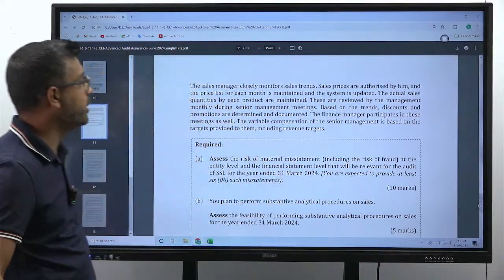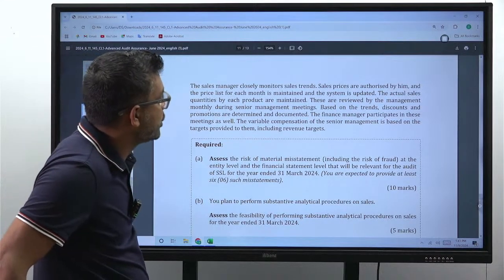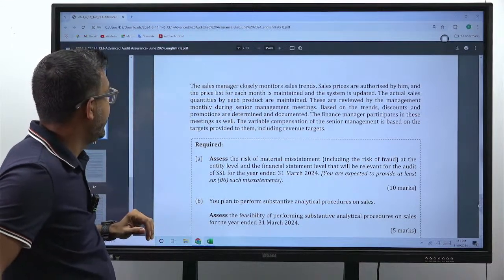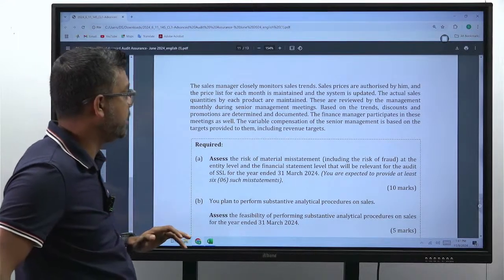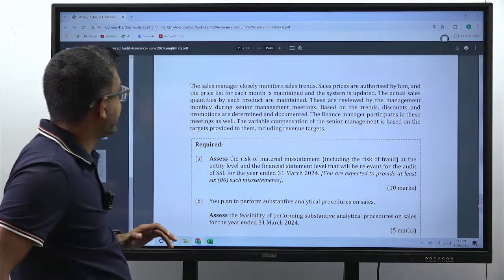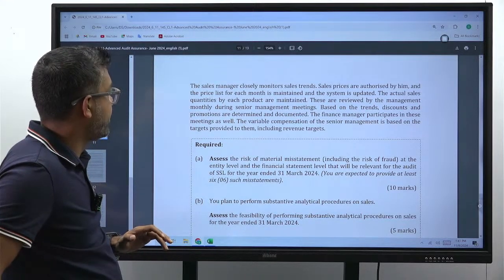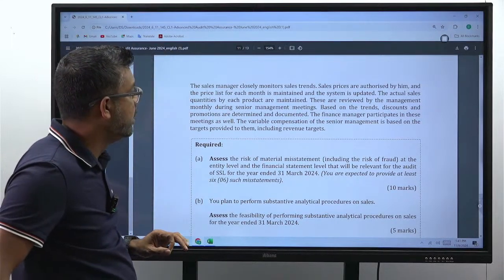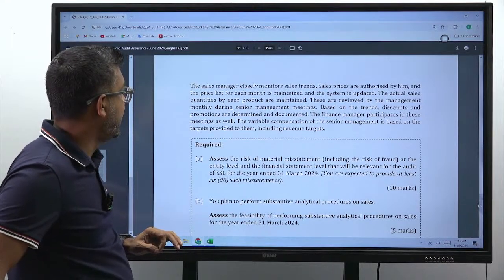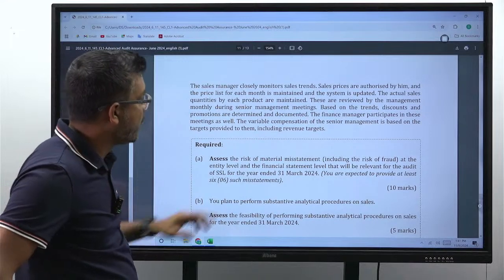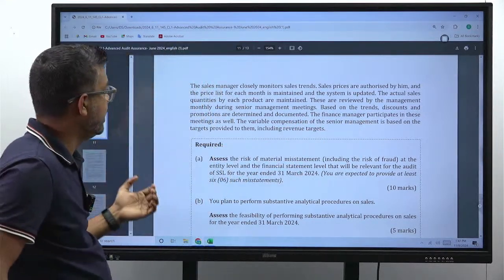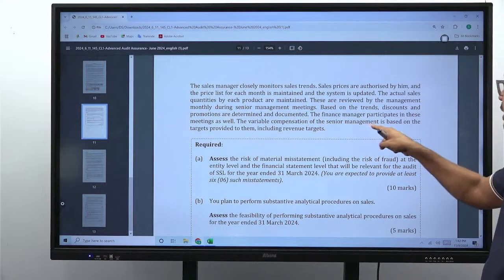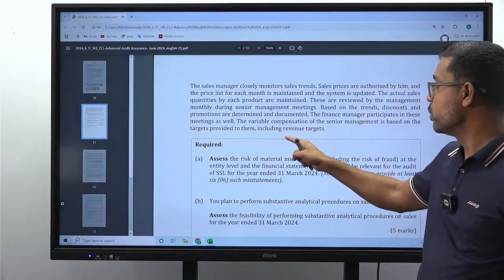The sales manager closely monitors the sales trend. Sales prices are authorized by him. He is closely monitoring the sales trend, and he is authorizing the price list by himself, and the price list for each month is maintained in the system and updated. The actual sales quantities by each product are maintained. There are reviews by management monthly during the management meeting. Based on the trend, discounts and promotions are determined and documented. The finance manager participates in these meetings as well. The variable compensation, very important: the variable compensation bonus of senior management is based on the targets provided to them, including the revenue target.